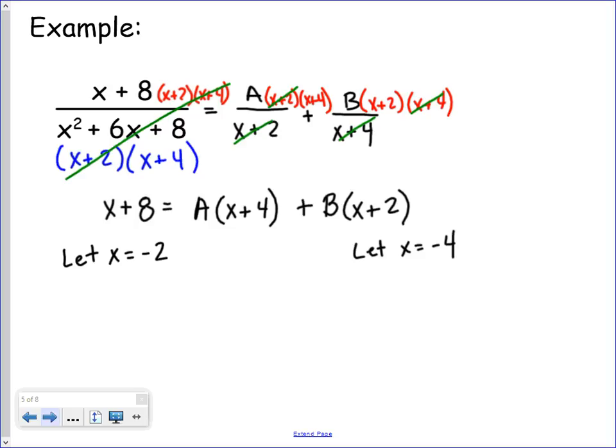-2 plus 8 is 6. Equals a times -2 plus 4, which is 2. Plus b times -2 plus 2, which is b times 0. Well, b times 0 is 0, and 2a plus 0 is just 2a. So I have 6 equals 2a. Now I know a is equal to 3.